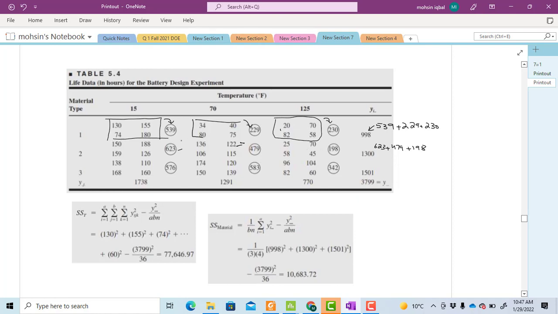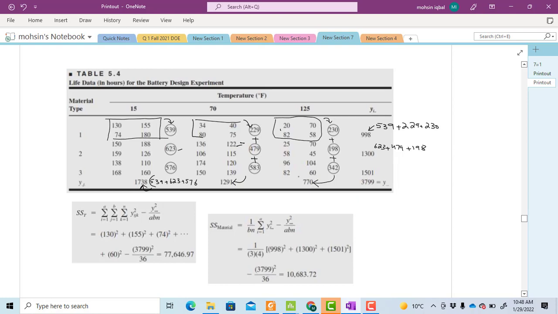Then we will do the column-wise sum. Column-wise, like this: 539 plus 623 plus 576. The sum of these three values will result in 1738. Same is the case, we will take the sum of these three values and it will result in 1291. The sum of these three, 230 plus 198 plus 342, will result in 770.